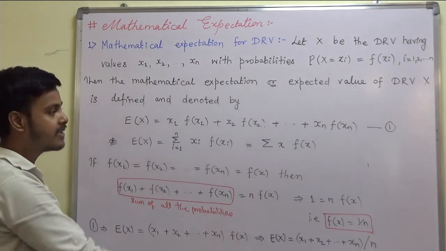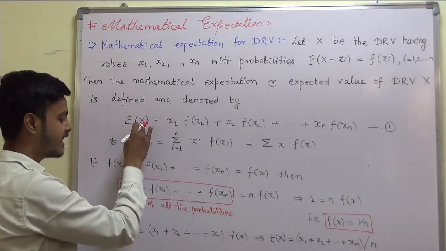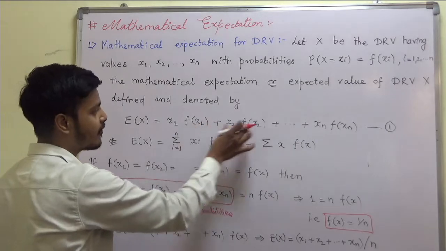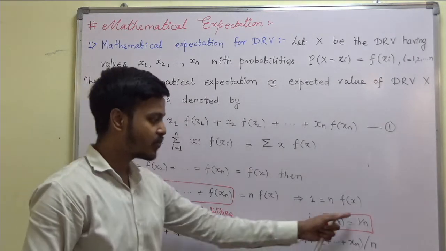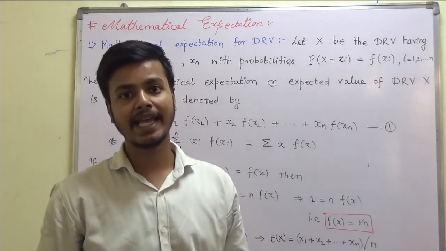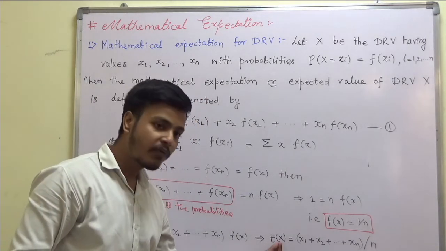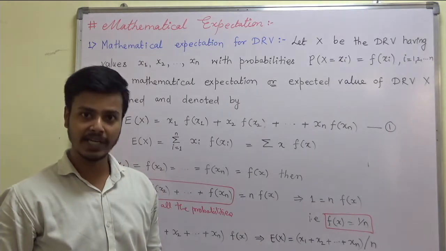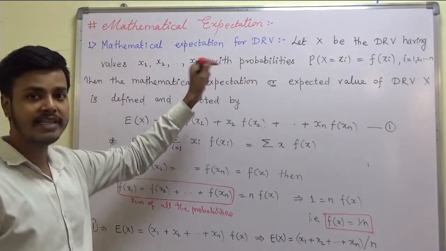Now make use of this result in the definition of expectation that I have written as 1. So expectation of x can then be written as, all these f of x1, f of x2, f of xn are same, so f of x is common, and we remain with x1 plus x2 plus xn. But what is f of x? f of x is 1 by n. So expectation of x is x1 plus x2 plus so on xn upon n. This means the expectation of x is nothing but the arithmetic mean of x1, x2, xn. So that is the definition of mathematical expectation for discrete random variable.